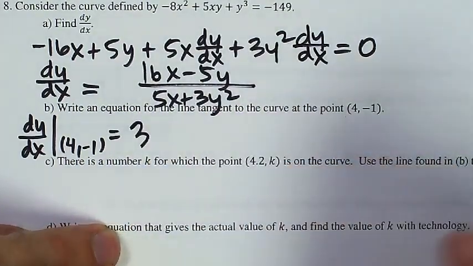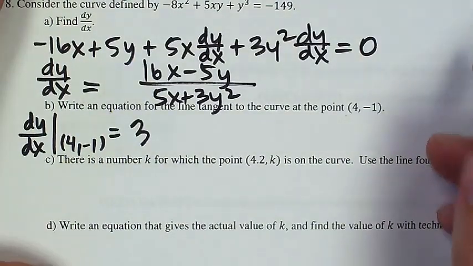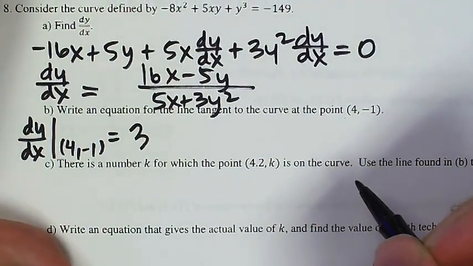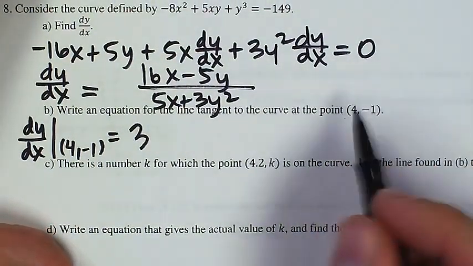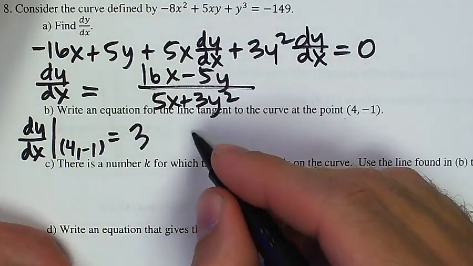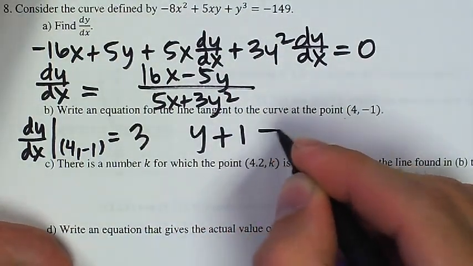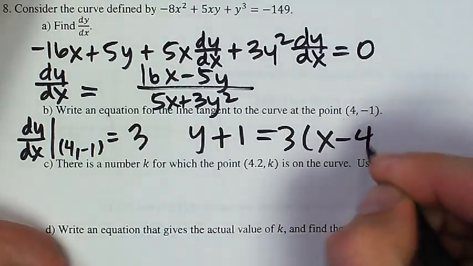All right. And I think this is an old free response question, so it's not surprising to me the numbers worked out nicely. And so I'm going to write the equation for the line tangent. It's going to be y minus negative 1 equals 3 times x minus 4.